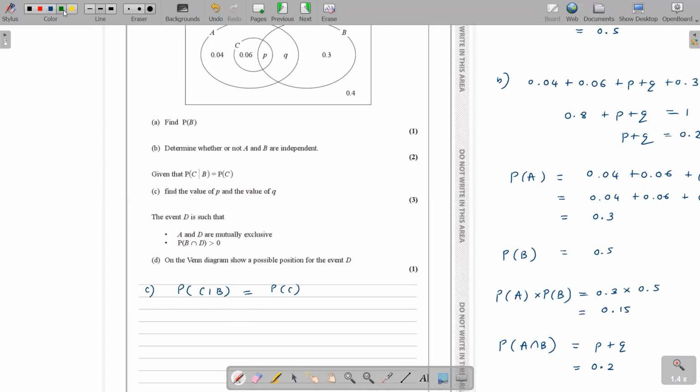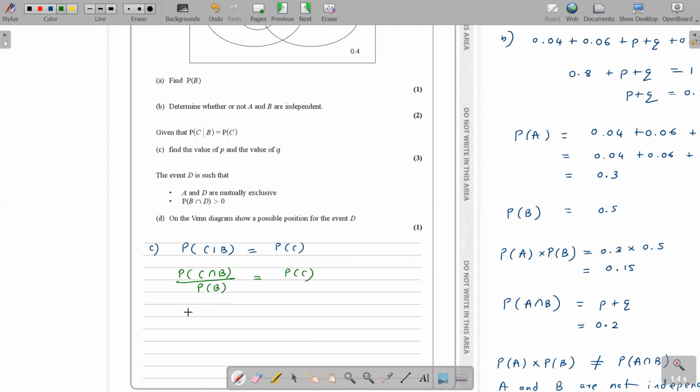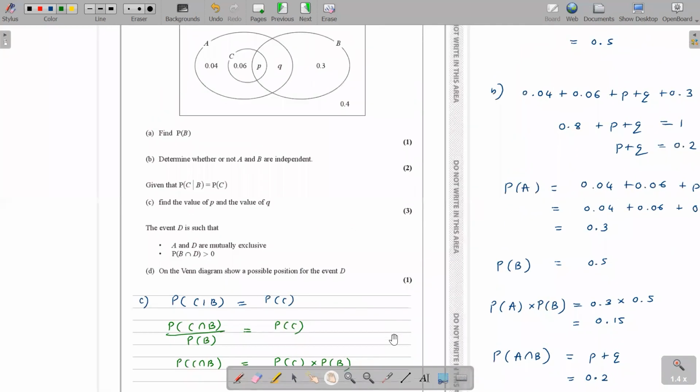Or else, the best thing I can do here is use the equation. What's the equation for the given that probability? Probability of C given B is probability of C intersection B over probability of B, which is equal to probability of C. This is the formula that you have learned for A given B. Likewise, for C given B, I use probability C intersection B over probability of B. So then probability C intersection B is equal to probability C times probability B. Is that okay?